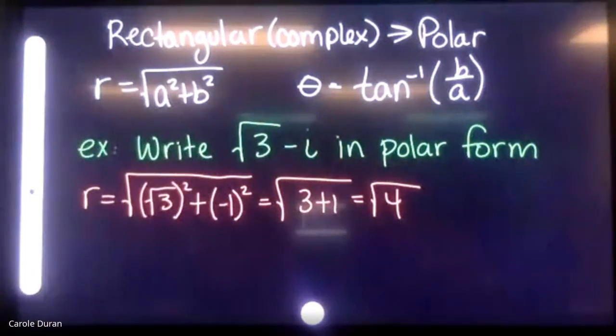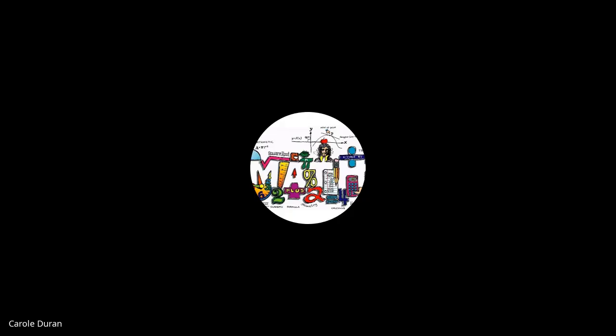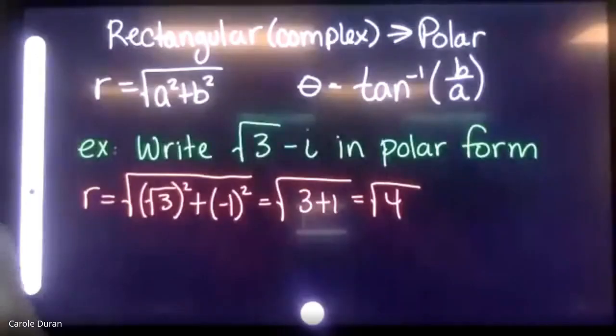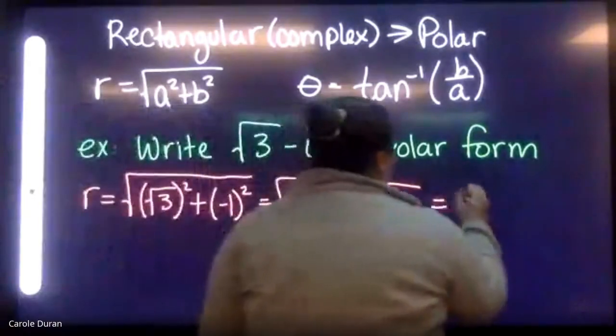2. 2. Why am I not including -2? Because -2 squared is also 4. What did I say at the beginning? We only take positive. Only positive R's. So I just want positive 2 as my R.